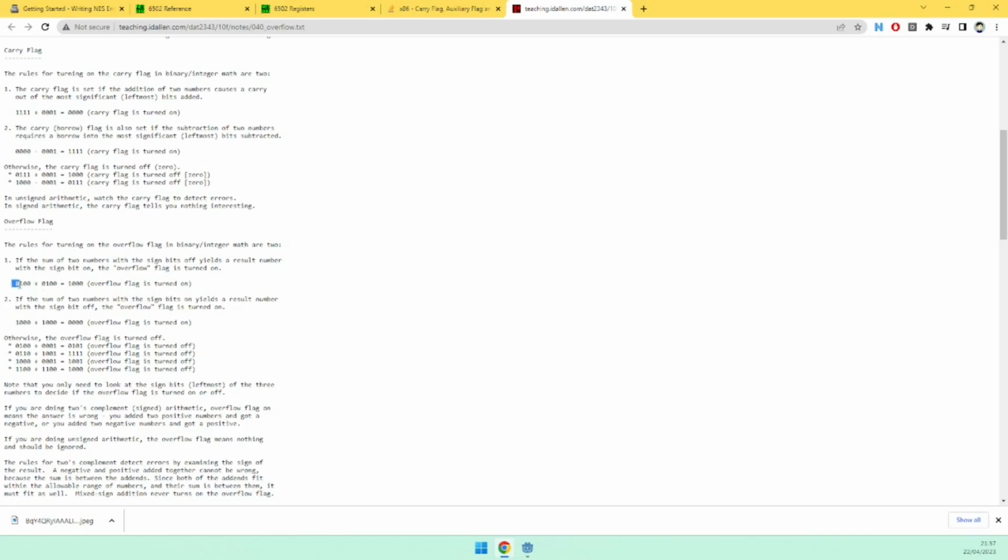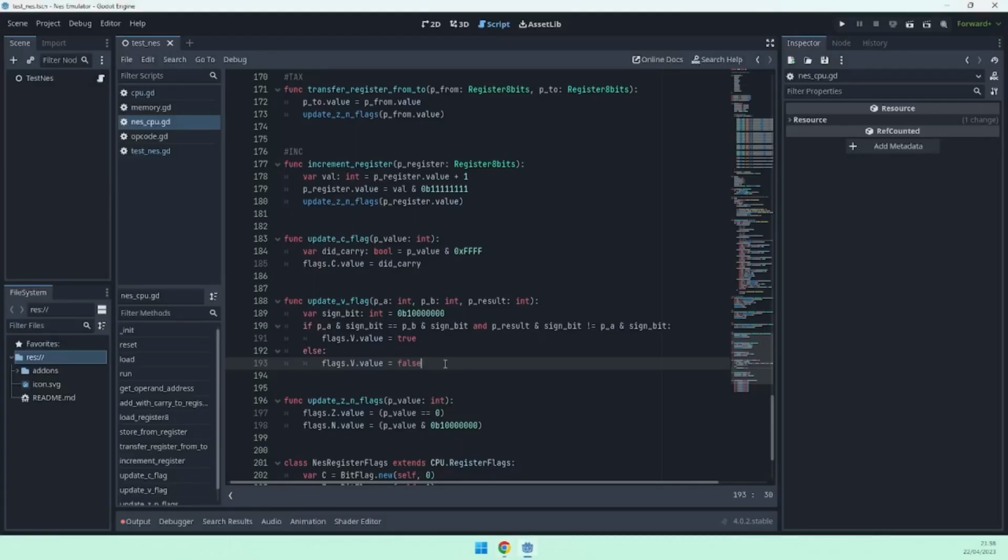So this was 0 and 0 and the result is different. This was 1 and 1 and the result is different. And this case is on. This is 0 and 0 and the result is 0, so it's off. 0 and 1, they were different and you don't care. 1 and 0, they were different, so you don't care. 1 and 1 and the result is still the same, it is off. So yes, this most likely works.